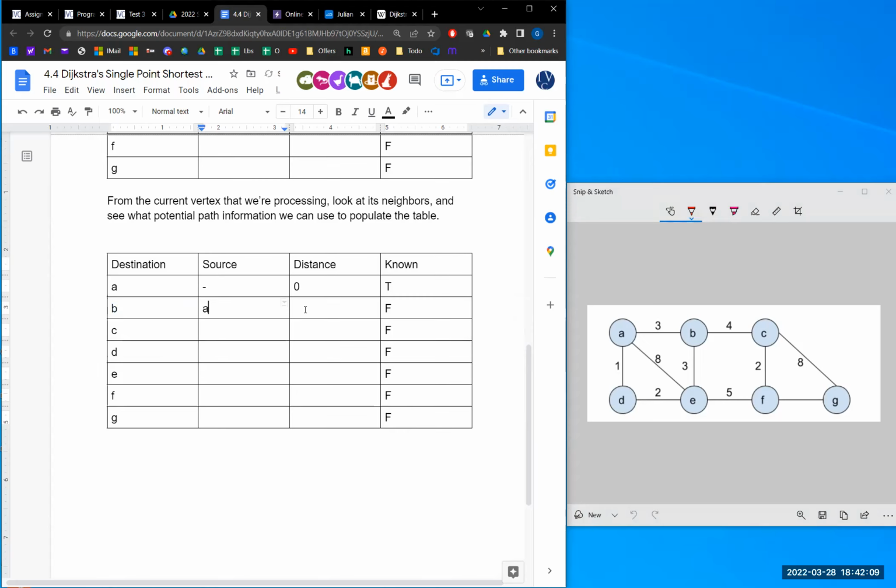We get there from A, and it would cost us 3 to get there. We don't know that's the best path to get there just yet, so we can't mark that as known. Right, so we've looked at this edge, and then we'll look at AD next, because that's where we would be in the matrix. And we come along and do the same thing here. So we can get to D from A, and it would cost us 1 to get there. That edge is processed. And go ahead and process this edge, A to E. And it would cost us 8 to get there.